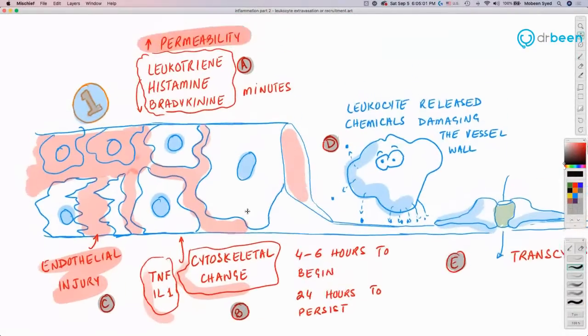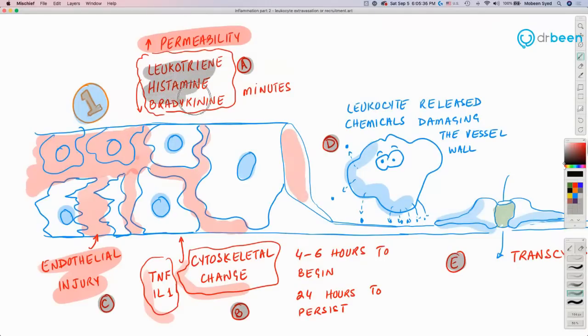Number one, what happens is that the venular cells, the endothelial cells, become contracted, they shrink. And how do they shrink? The local tissue damage releases some chemical substances. Important ones are leukotrienes. Remember, leukotrienes are the substances of inflammation. Then histamine, bradykinin, and we have been talking about bradykinin storm for some days. Bradykinin is also produced when the tissue is damaged.